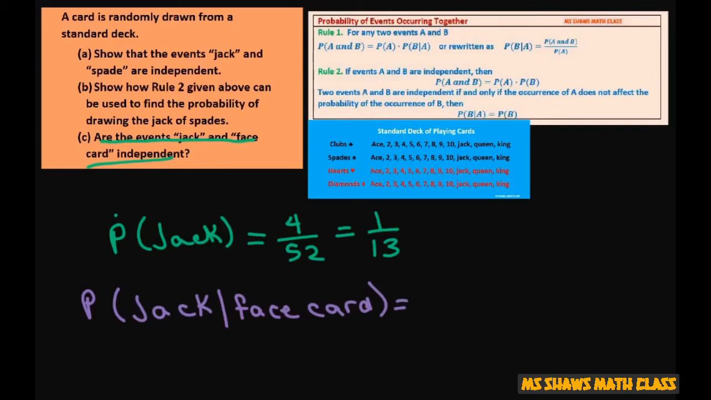So if we draw a face card, we've got to look at that first. There are only 3 times 4 face cards, so that's 4 Jacks divided by 12 face cards. And that equals 1 divided by 3. So since the probability of Jack doesn't equal this, the events are not independent.